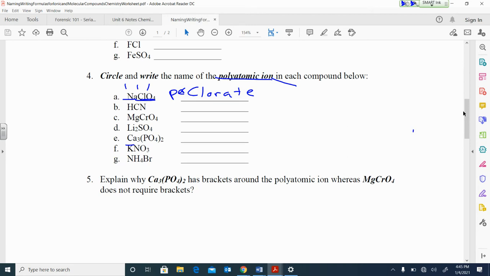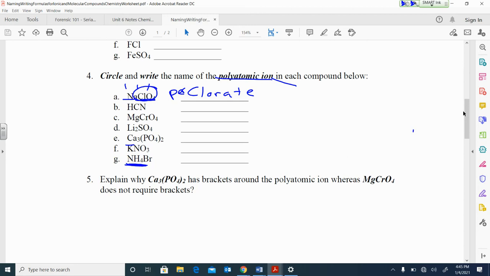There you go. So all it wanted you to do was circle the polyatomic ion, which is ClO4, and then name it. And you name that by looking at the chart, okay? Pretty much always the polyatomic ion is going to be second. The only time it is not second is this weird case, NH4. NH4 is always first.